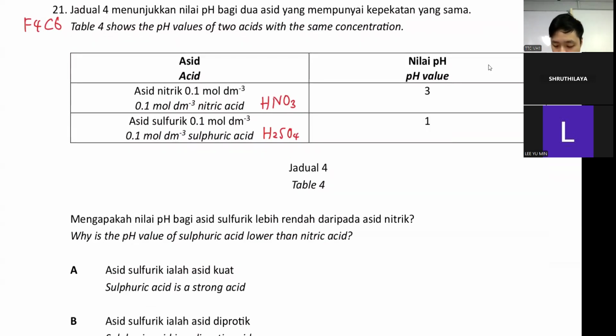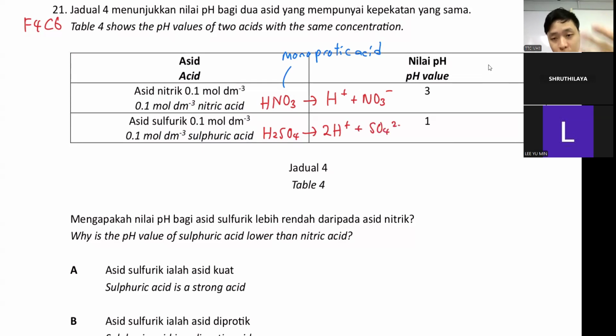Now, you know why? Because HNO3, if you put it inside water, ionizes to produce only 1 mole of hydrogen ion. So this is called monoprotic acid. For sulfuric acid, H2SO4, you will get 2 moles of hydrogen ion. So this is called diprotic acid. In Malay, it's acid monoprotic. In Malay, it's acid diprotic.